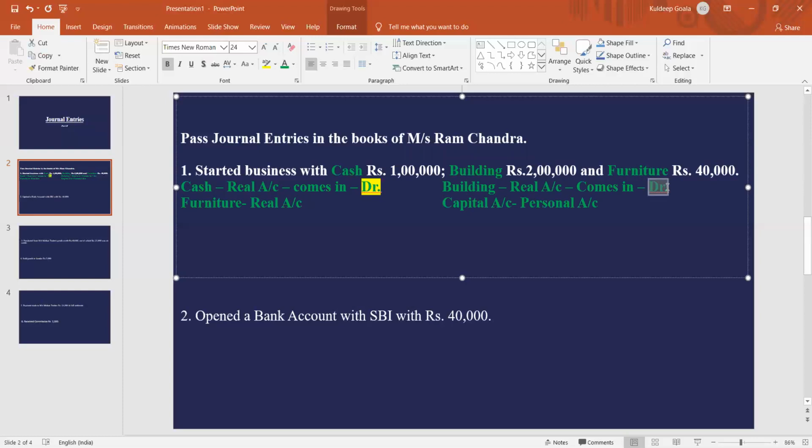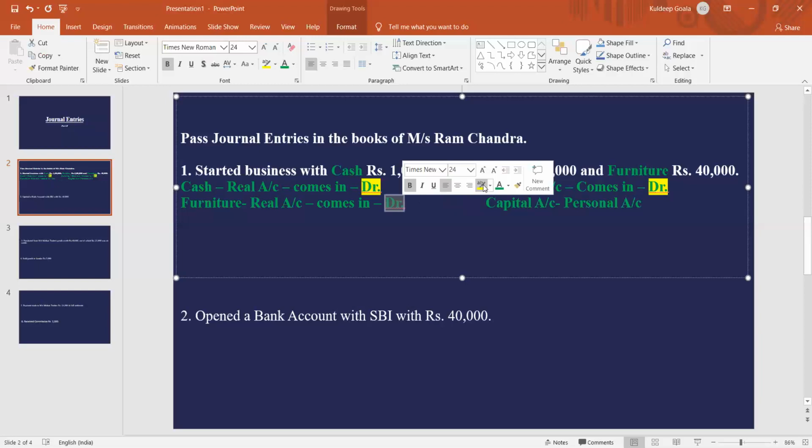Then comes the next item, that is furniture. Now we all know furniture is a real account. We have already found out. So furniture, real account. What is the rule? Debit what comes in, credit what goes out, which means whatever comes in will be debit. We can see that furniture is also coming in, right? So comes in, it will also be debit. Is it clear? So this will also be debit.